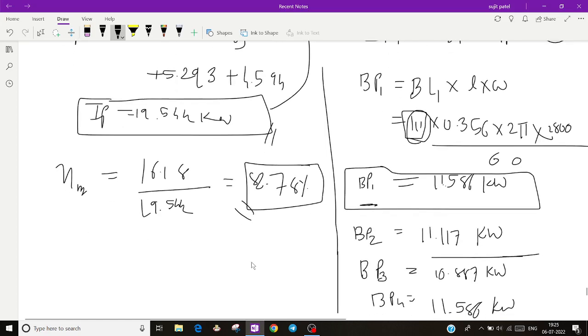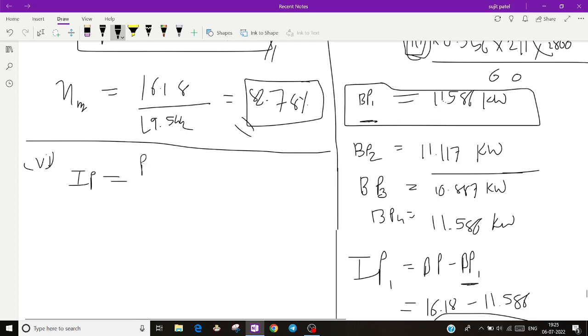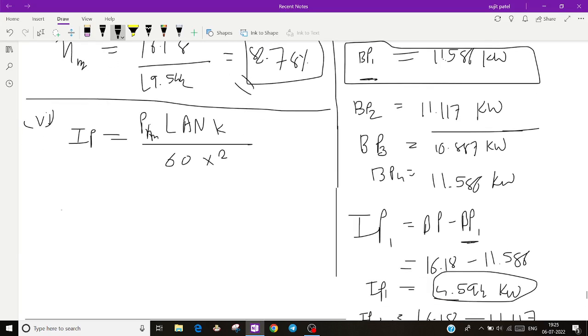This is the answer of fifth portion, and this is the most calculative part. Now the last part, that is sixth part, indicated mean effective pressure. It can be found out by indicated power is equal to indicated mean effective pressure into L A N K by 60 by 2. So indicated power is what? 19.554 kilowatt is the indicated power.